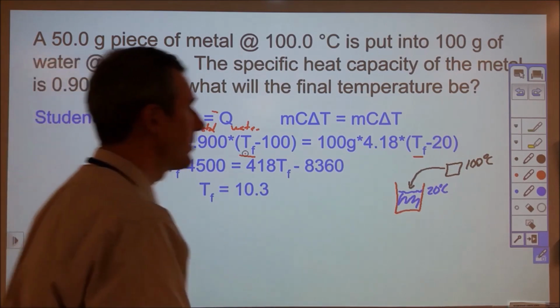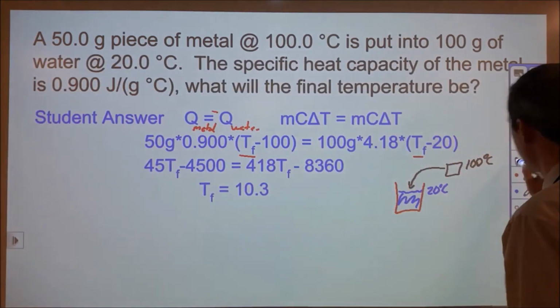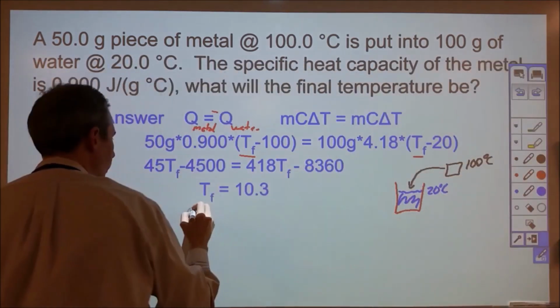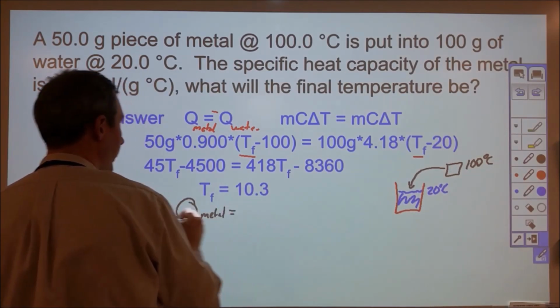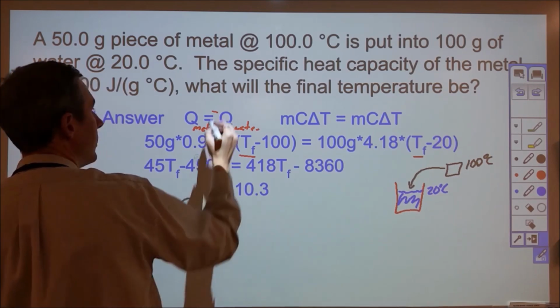So if we were to redo this analysis now, we could go back through and say, okay, the energy going into the metal is equal, or I'm sorry, let's do the energy leaving the metal, right?